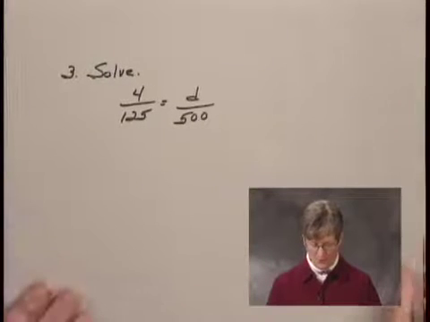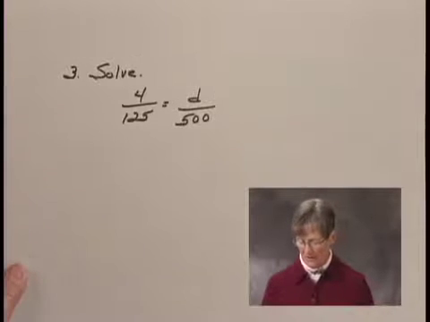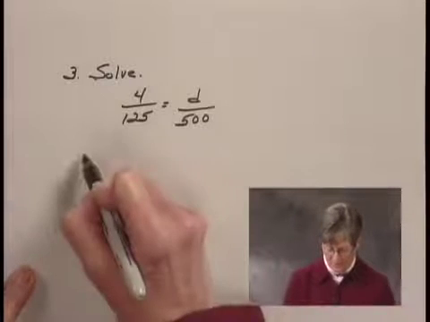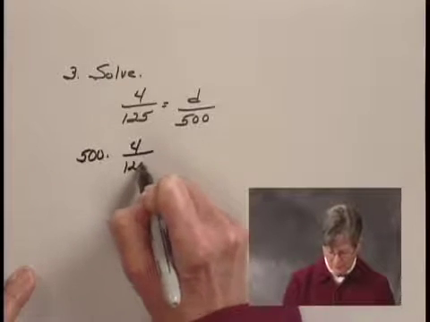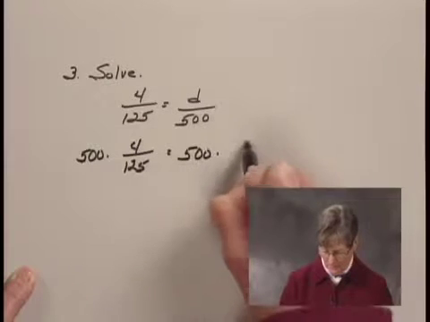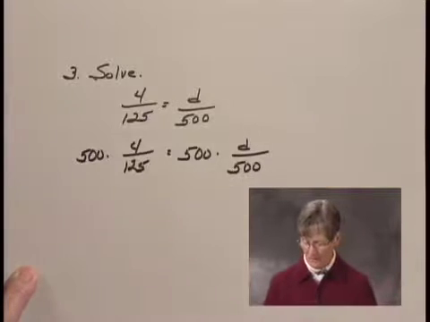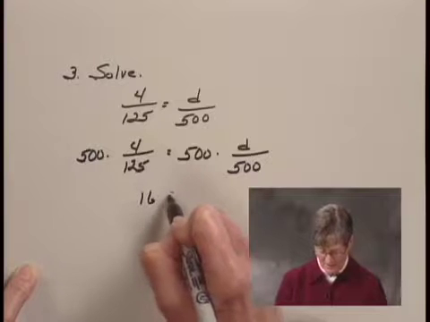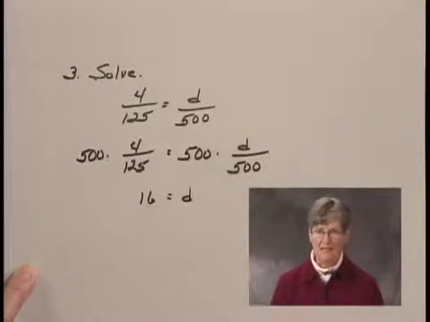The third step in the process. 4 over 125 equals D over 500. To solve this for D, I can multiply both sides by 500. 500 times 4 over 125 equals 500 times D over 500. When I do this multiplication on the left, I get 16. So 16 is equal to D.